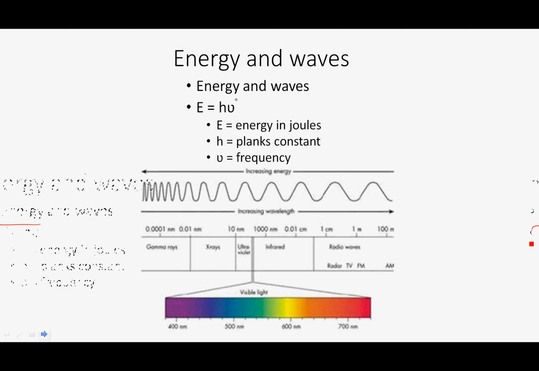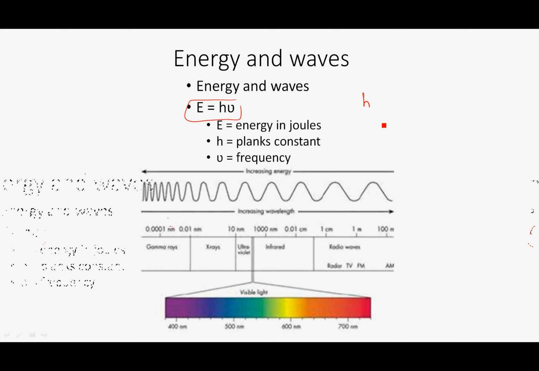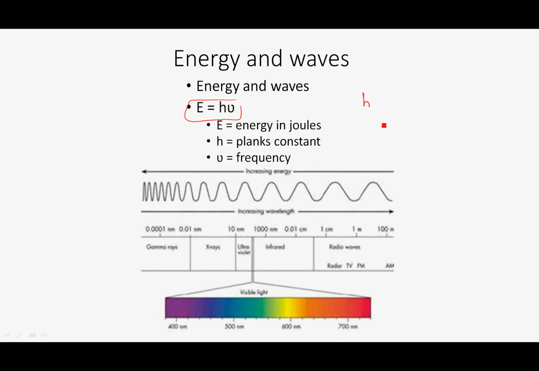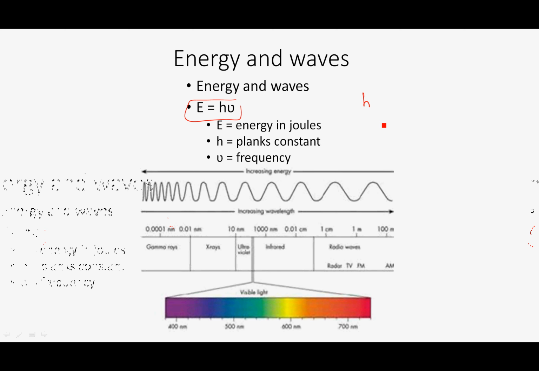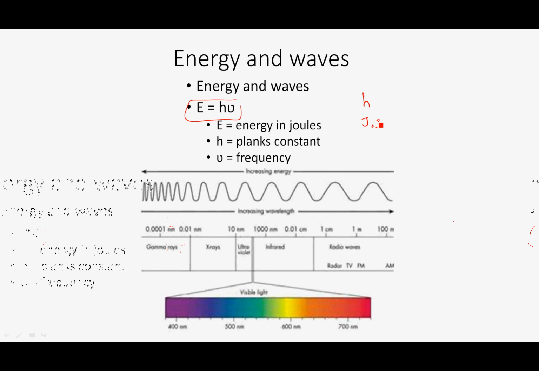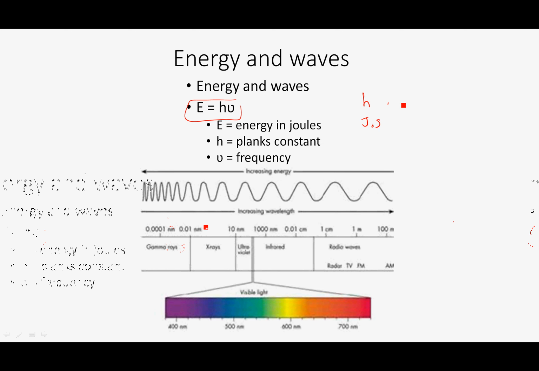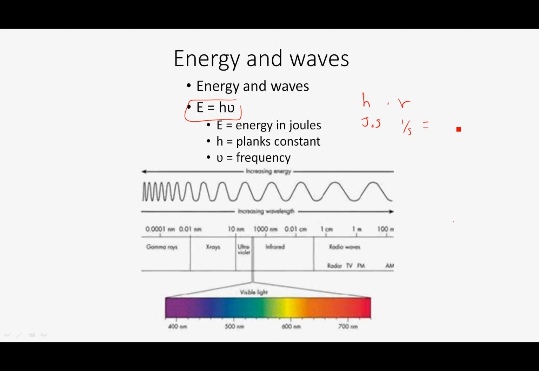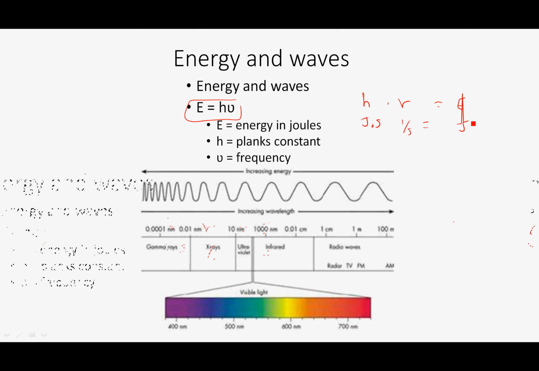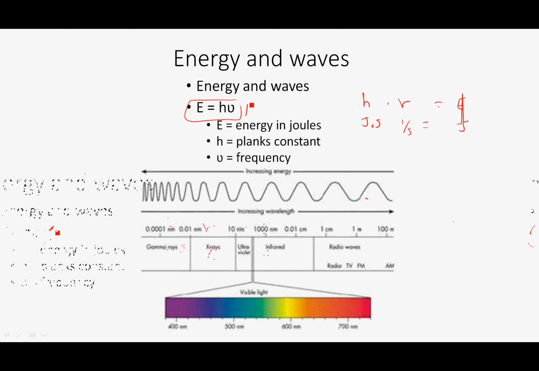Here's another formula, the energy of a wave. Energy is equal to Planck's constant, h, 6.626 e to the negative, I think it's about 34 or so, some small number. Planck's constant is joules times seconds. You can look that number up on your laminated sheet if you really want it. Times the frequency, which is 1 over seconds, gives me a unit of energy in joules. Notice that if we increase the frequency, we increase the energy.